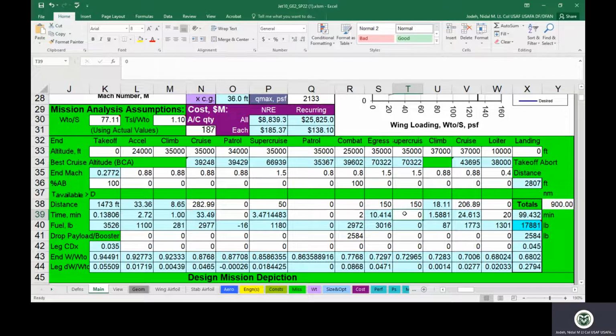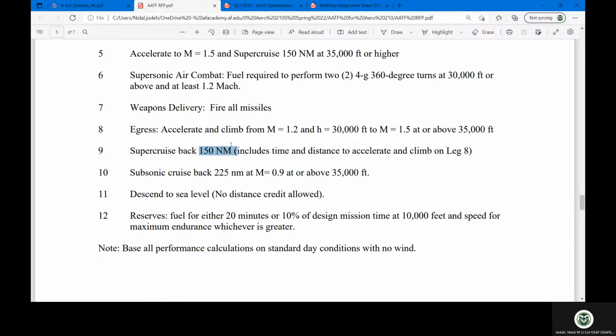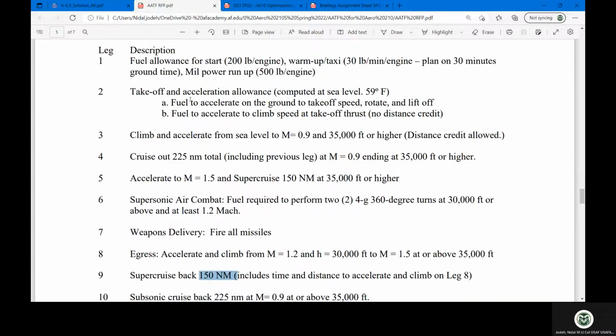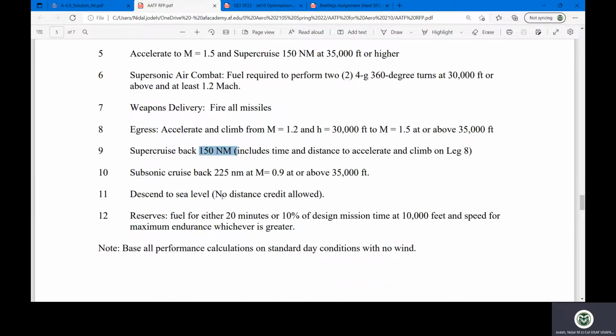Oh, there's a time requirement here. Oh, I have to get back to you on that. End Mach, afterburner. Let's see if it's pre-programmed in there. Climb, cruise, climb, supersonic. Oh, there's one supercruise leg. I take that back. One supercruise leg. I think what it is, combining the last two legs.